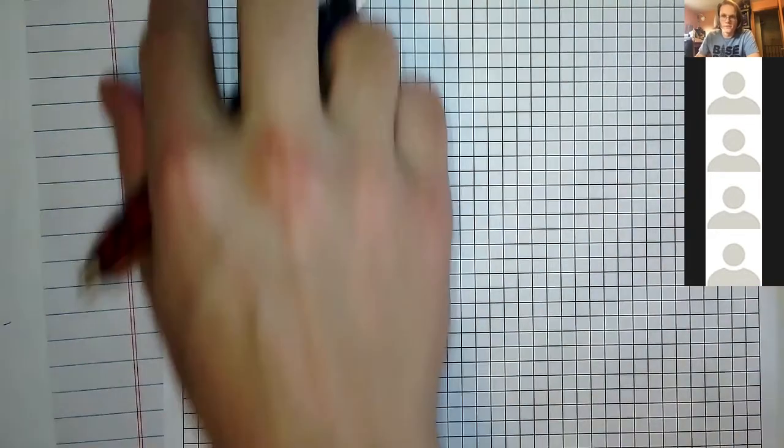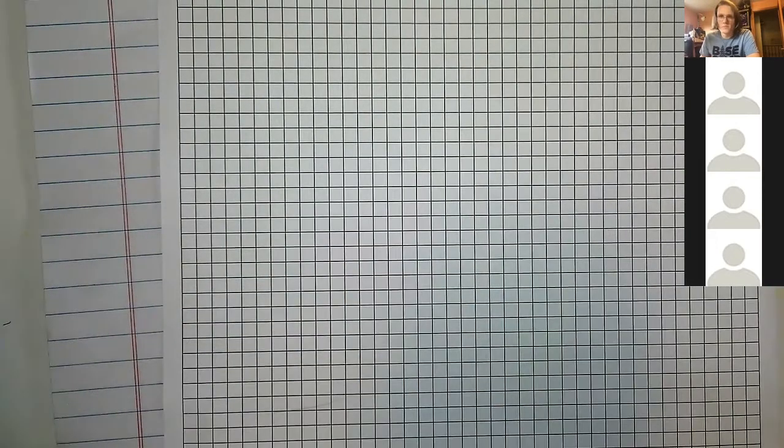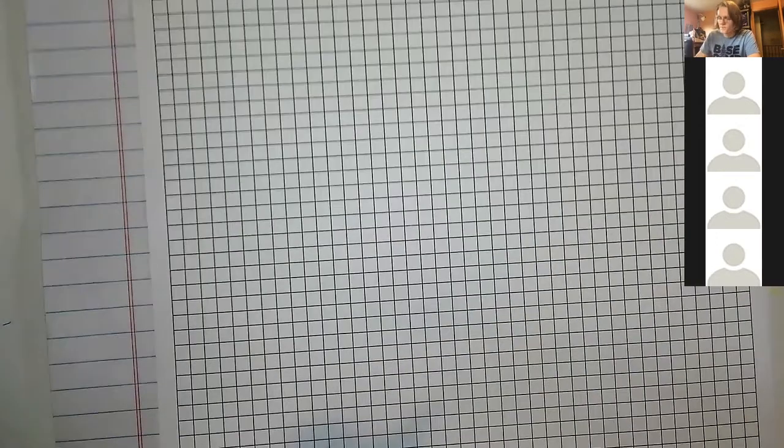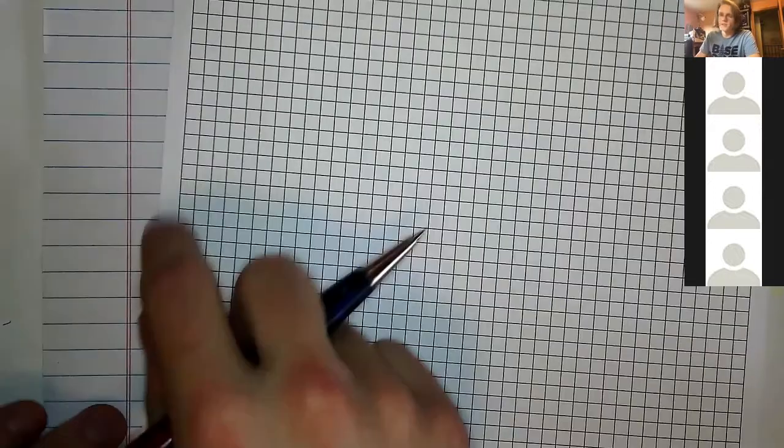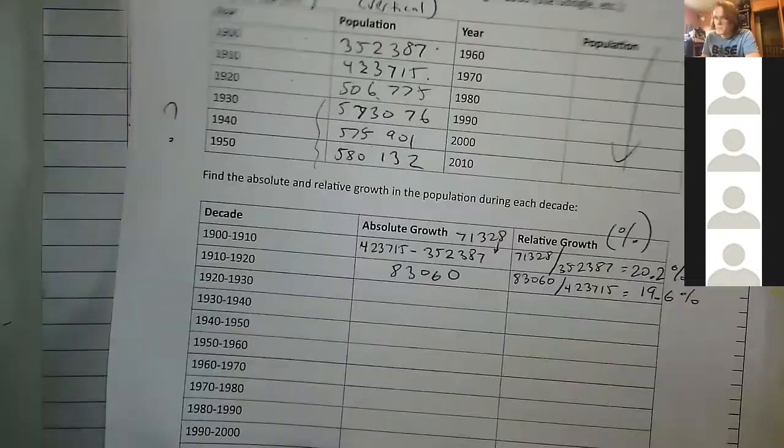The next thing you need to do is set up a vertical scheme. You need to figure out what each box represents. On the horizontal, I said every 3 boxes represents a decade. So on the vertical, what is it going to be? You go back to your data.